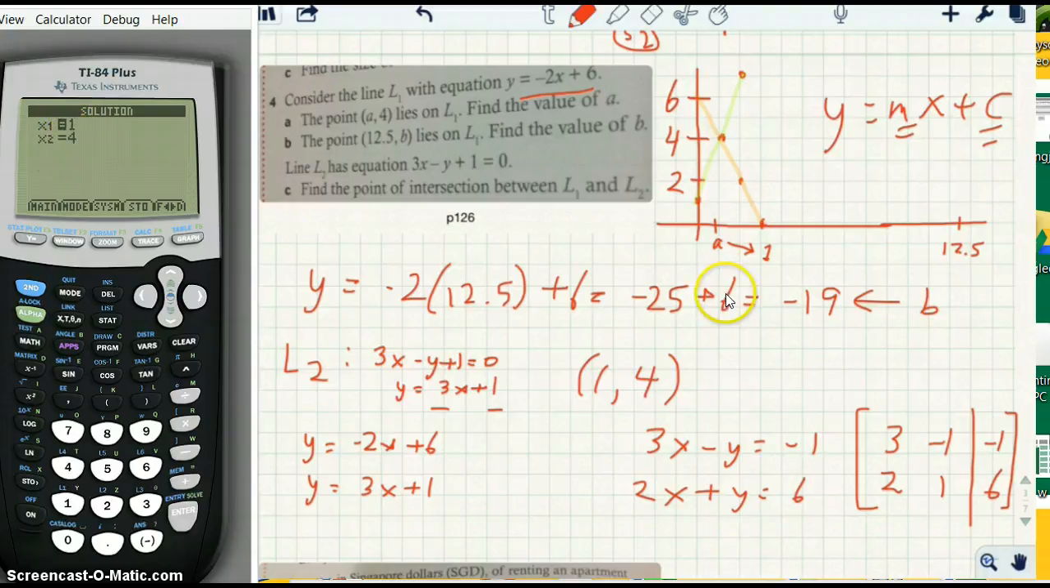Now I need to go back and say, well, my first variable is x, so x equals 1 and y equals 4. What do you know? That's the same solution we get from the graph that we made.